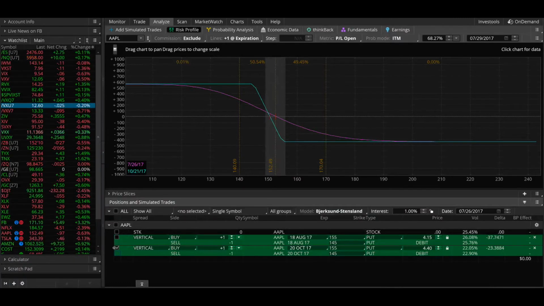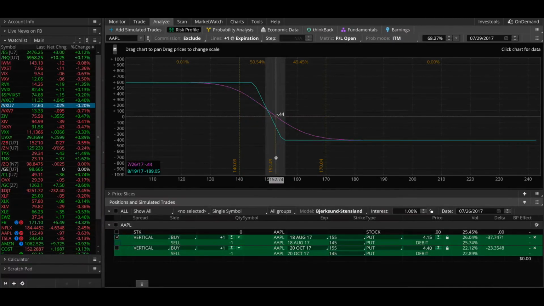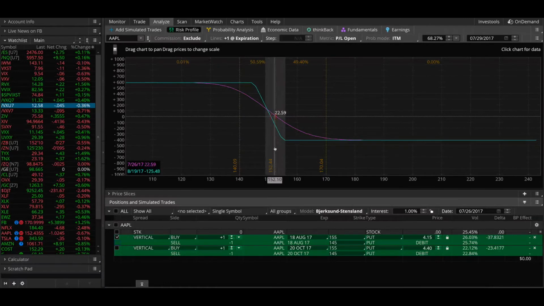Now, what happens if the stock price moves against us? So what would happen if Apple moved to $160 today? So we're going to start by looking at the August put spread, which is the short-term spread. So if Apple goes to $160 today, the estimated loss on this put spread is expected to be $227.